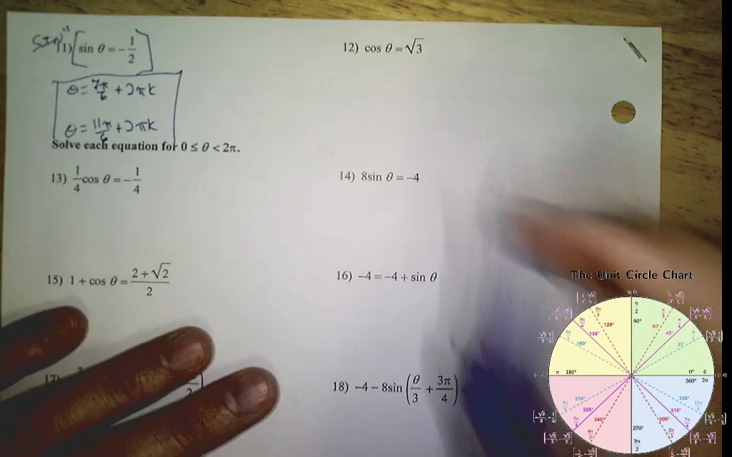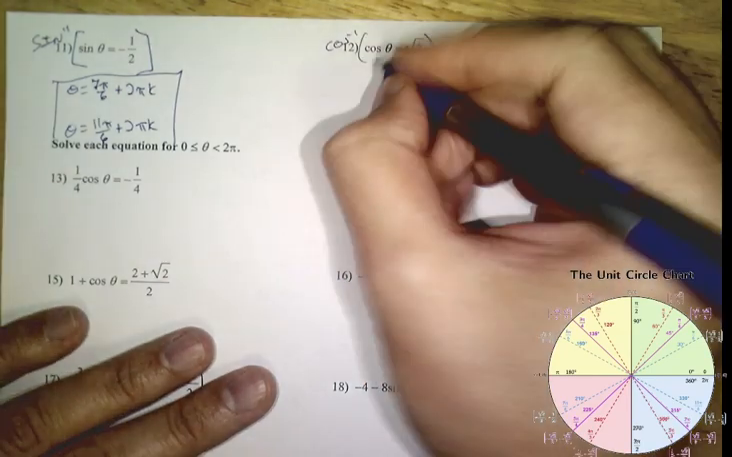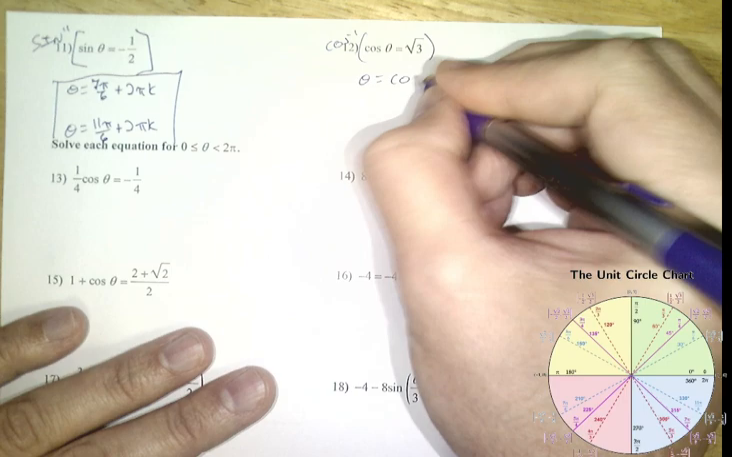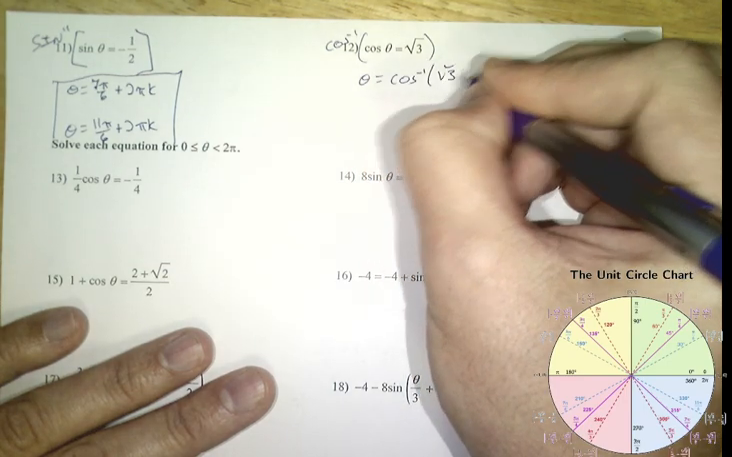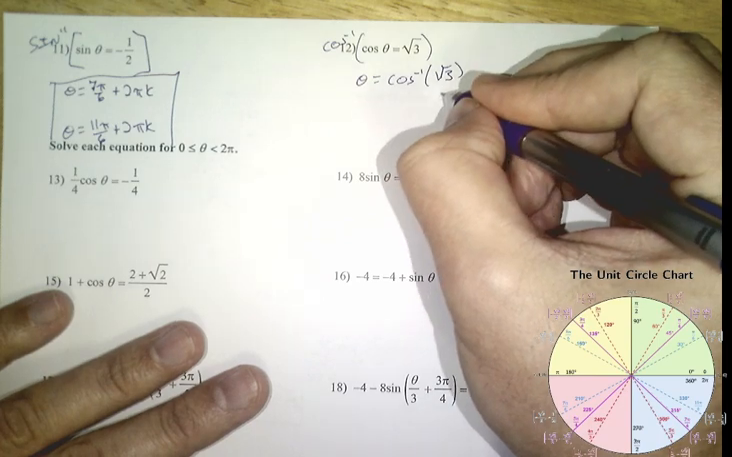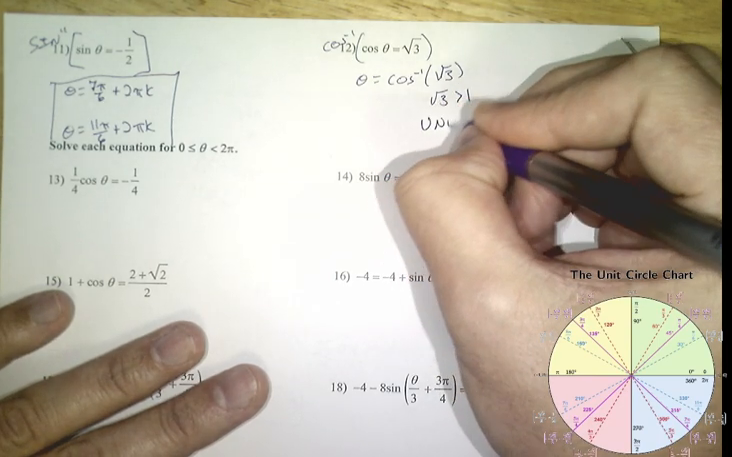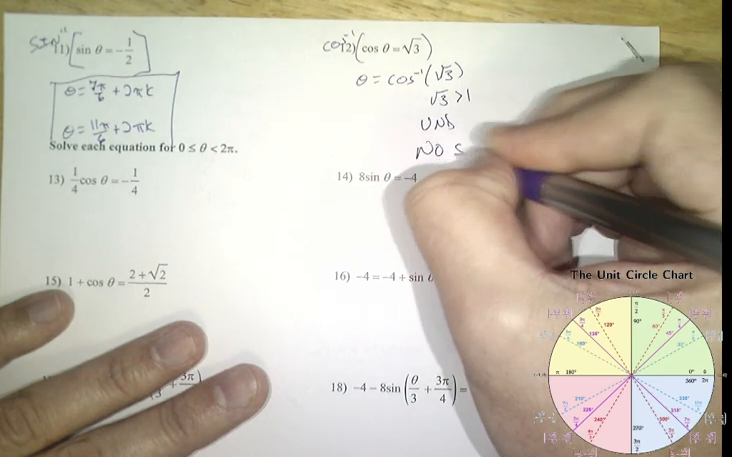And then this one right here, we're going to take inverse cosine of both sides. And theta is equal to the inverse cosine of square root of 3. But square root of 3 is bigger than 1. So it is undefined. That means there are no solutions.